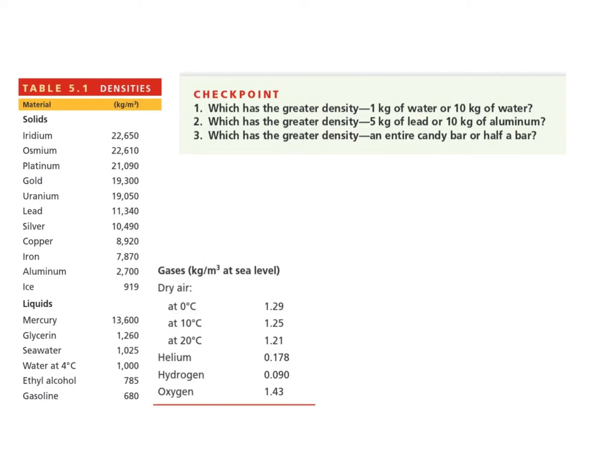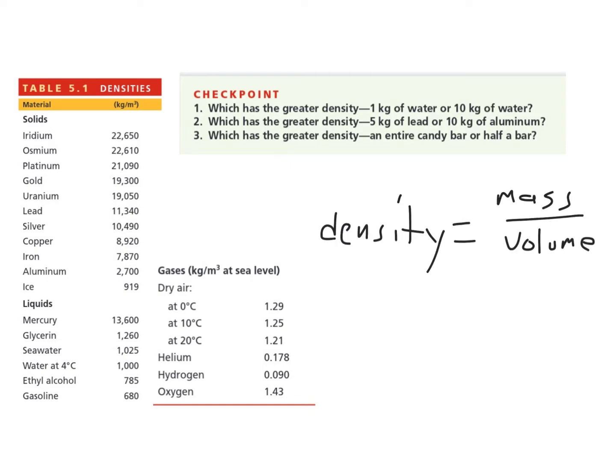Now, here we have a table that's taken from your textbook, and it's nice. It shows densities for lots of different materials. Now, to remind you, the formula for density is mass divided by volume. And so it's going to have usually units something like kilograms over meters cubed, because a volume is going to be something like a length times a width times a height. And so meters times meters times meters gives you meters cubed. So you can see kilograms per meter cubed. And in our table here, we can see that's the unit for these densities of different materials.